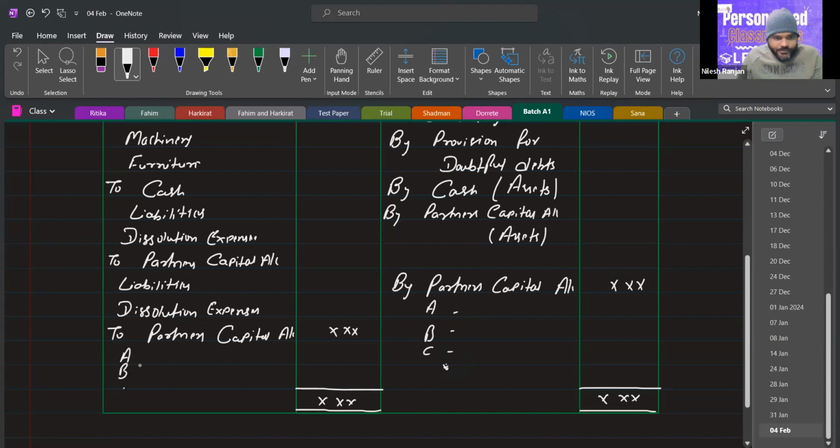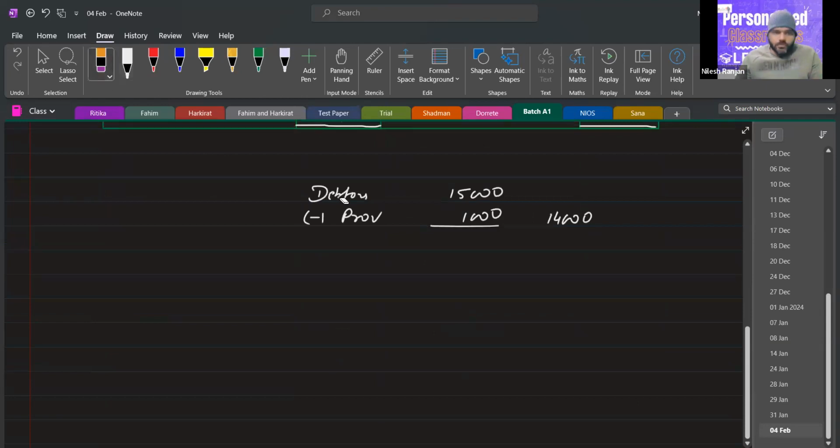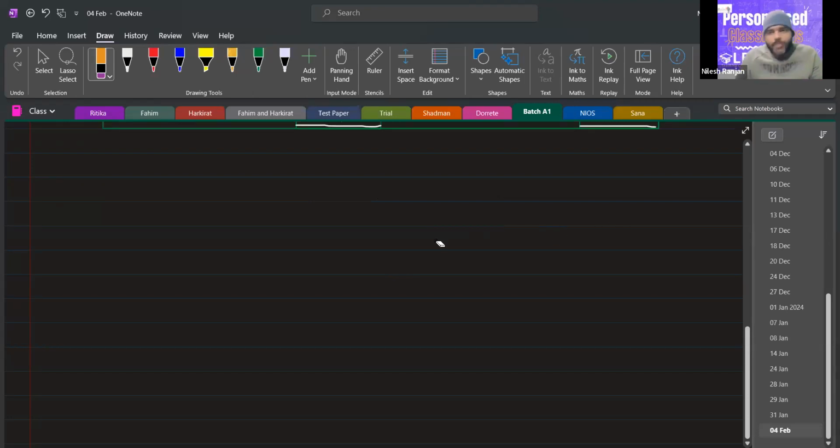Whatever the balance, it will be distributed between partners. Now, after this, there are three more accounts. One is partners loan, one is partners capital. We know how to prepare partners capital.